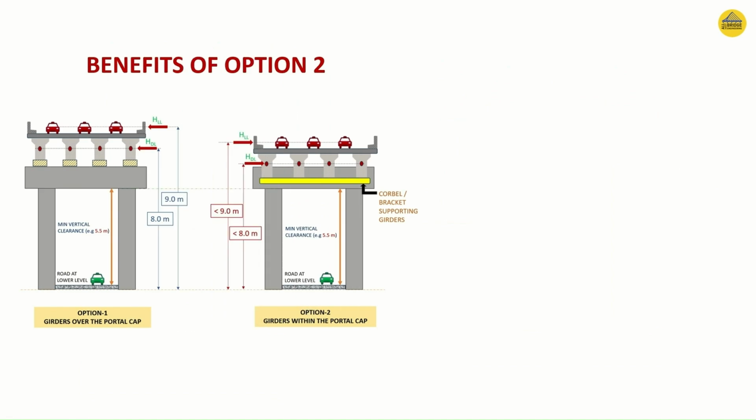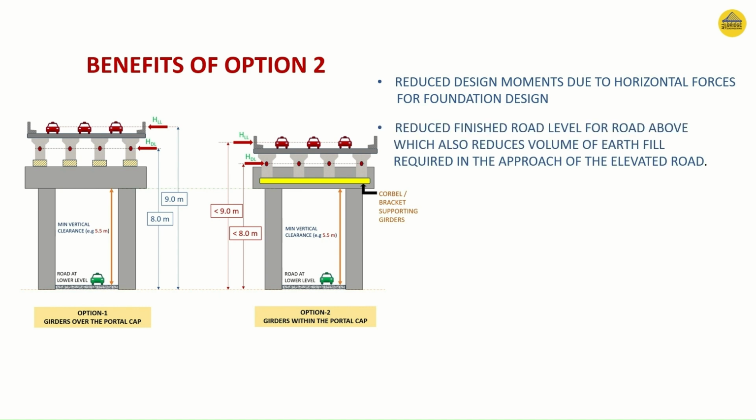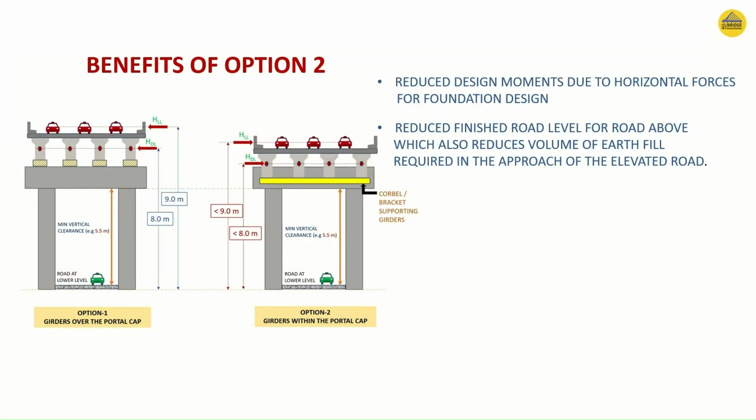Please also try to understand, whenever an elevated road comes out of the ground level, a huge amount of earthwork is done near the approach of the elevated road. With a reduced finished road level that can be obtained by option number 2, the amount of earthwork will be lesser. Not only this, the compaction effort required to compact the earth layers is also reduced, the fuel costs are reduced, and overall an economical solution is achieved.